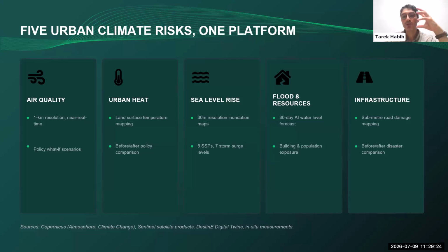Floods and resources. So here we have the riverbeds that would flood in the city centers. So we have a 30-day AI water level forecast, and we calculate the building and population exposure to this risk. And finally, infrastructure. And here we have a sub-meter road damage mapping, where we basically, before and after a disaster, assess the status of the road network in terms of accessibility, and we derive a road damage index and that we map on the road infrastructure.